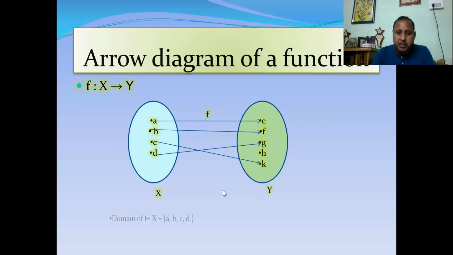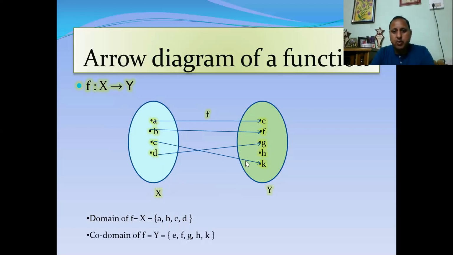If this one is a function, then what is the domain? Domain of this F is set X. Whole set X is called domain, that is A, B, C, D. Collection of these elements, this set is called domain. Codomain is whole set Y. Clear? And now set of images. You can note here that H is not image of any element. It means collection of images, that is called range: E, F, G, and K.